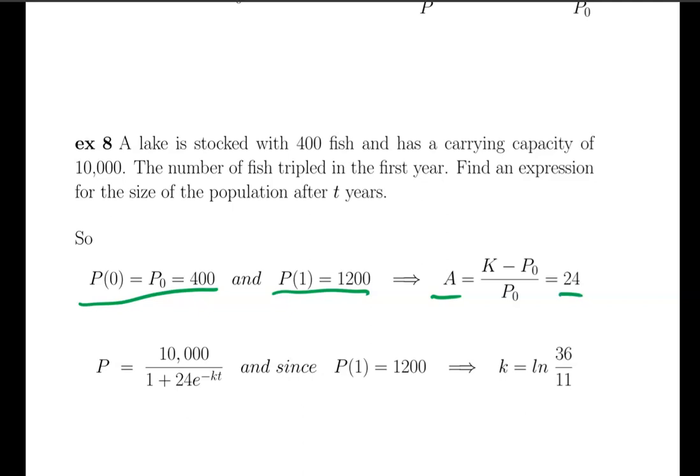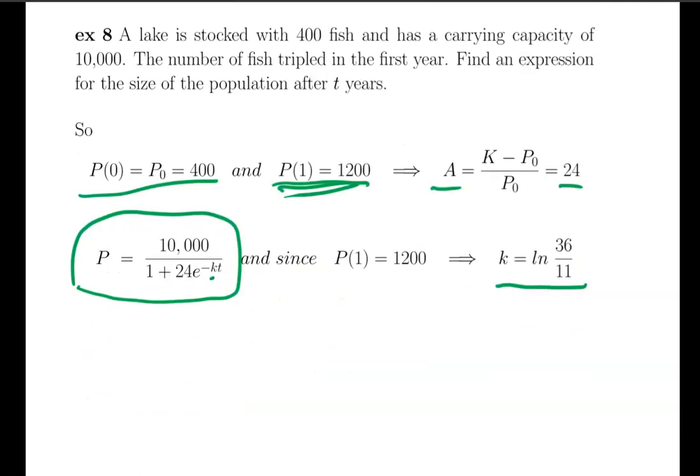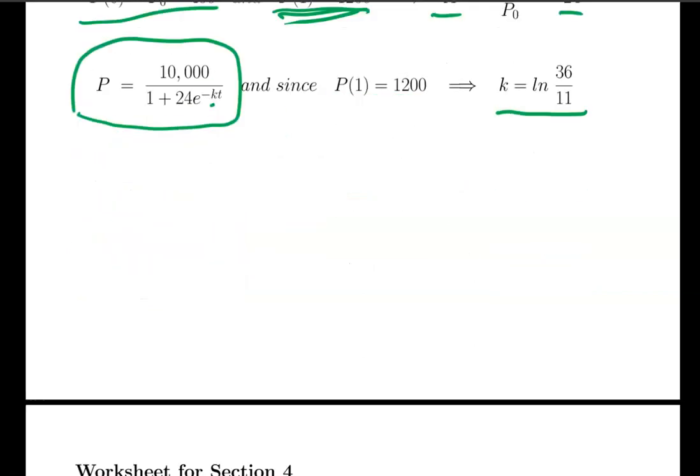So putting A in, I get this situation here. But I still need to solve for k. I have a point in order to do that: when P is 1,200, t is 1, so that enables me to solve for k, and then of course that would go back in. Once you have that expression, you can then determine how many fish after how many years, or how long it would take to get to a certain number of fish.